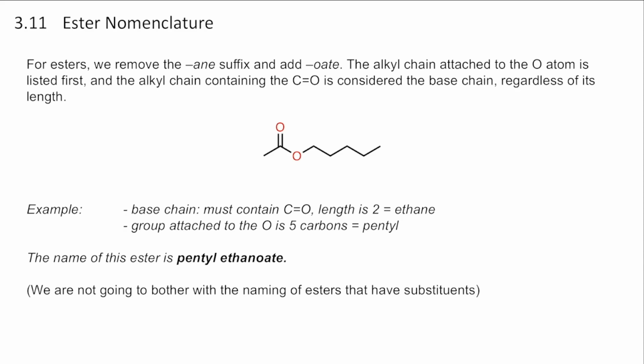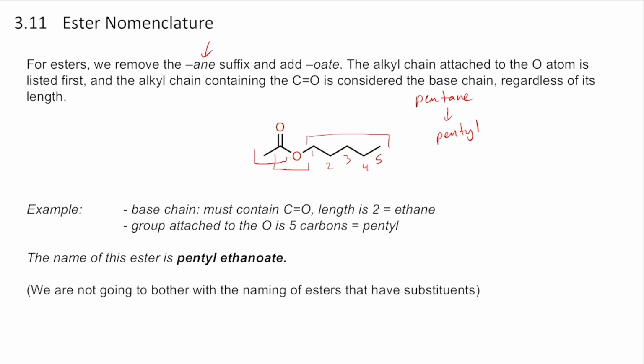For esters, basically what we do here is we take the ane suffix of the base chain alkane and we replace it with oate. If you look at the ester itself, it has the carbonyl group attached to the oxygen. We look at the chain first that's attached to the oxygen, and we consider this almost as if it was a substituent. So in this case, we have a 1, 2, 3, 4, 5 carbon chain, and a 5 carbon chain is pentane. Because we're thinking about it as a substituent because it's on the oxygen, we're going to call it pentyl.